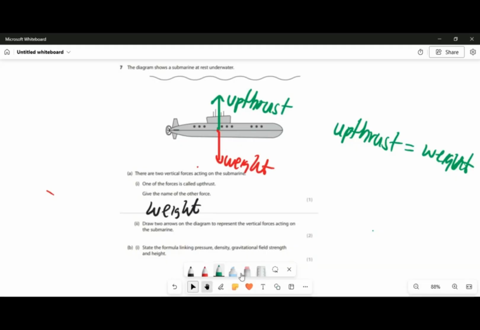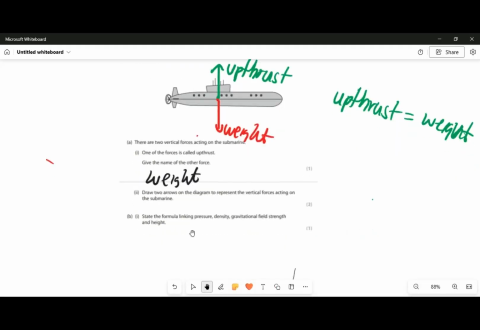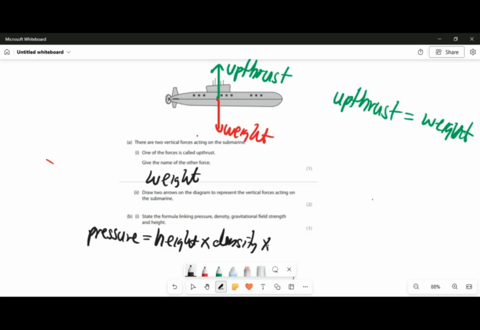Next, we'll move to the next part of the question. State the formula linking pressure, density, gravitational field strength, and height. This equation is based on liquid pressure. So we shall write down the equation. The pressure is equal to height times density times gravitational field strength.